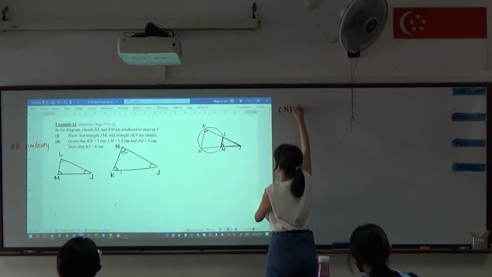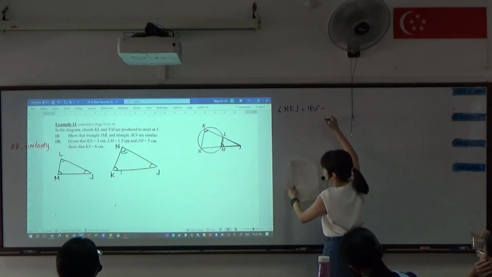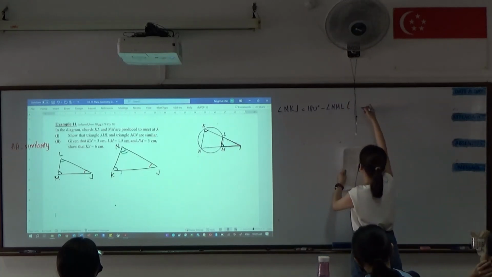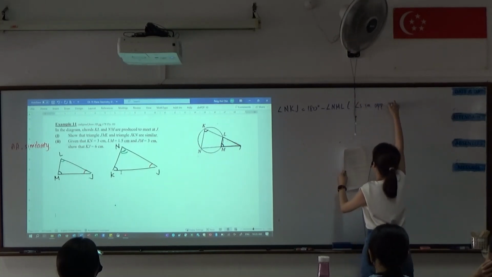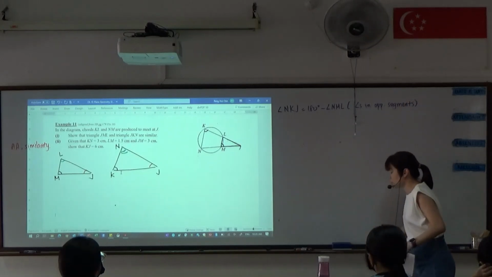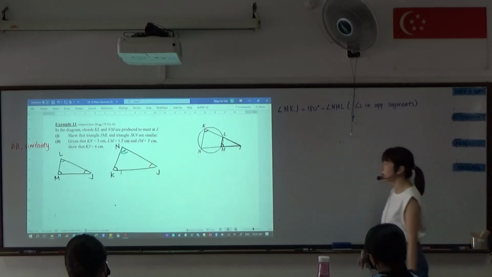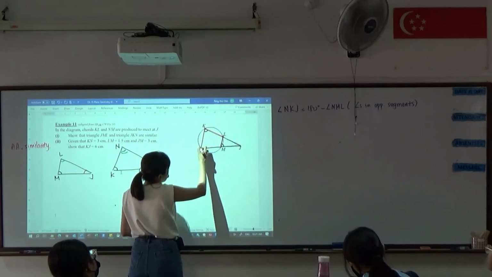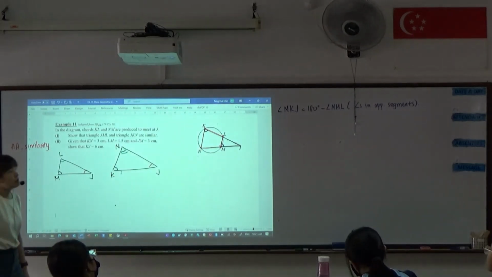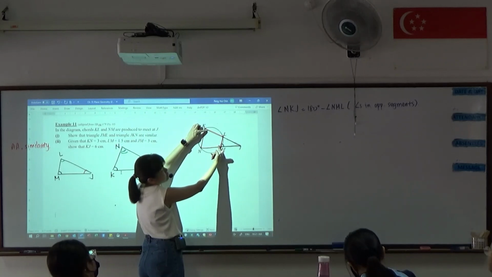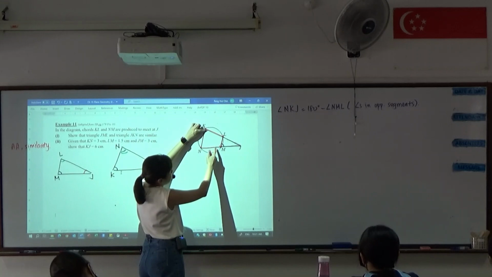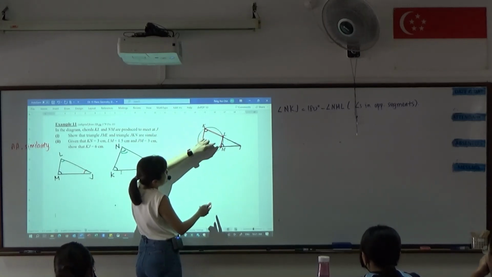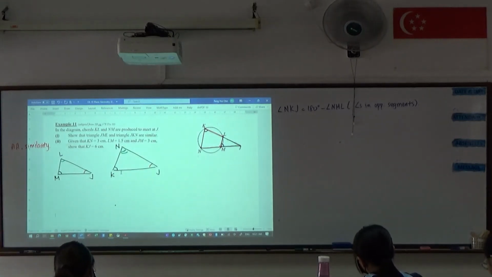How we do that is that NKJ is equal to 180 degrees minus angle NML. Okay. Why? That's because of your angles in opposite segments. Okay, so if you recall how to identify your cyclic quadrilateral, if I'm able to have a quadrilateral whereby all the four corners are on the circumference of the circle, the opposite angles will have to add up to be 180. So we know that this angle and this angle add up to be 180 degrees. Hence, I wrote NKJ is equal to 180 minus this angle here. Okay, and that property is your angles in opposite segments.